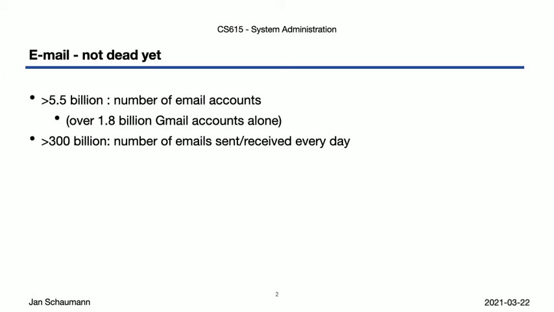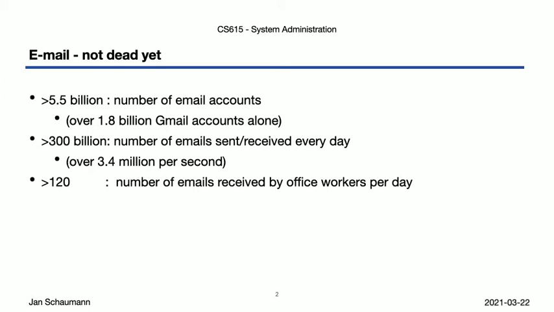And with these 5.5 billion accounts, there's a lot of emails that get sent and received every day. The current estimate is around 300 billion emails, which breaks down to about 3.4 million emails per second worldwide. Just think about all the traffic this generates, and you can bet if this service goes down, your boss is going to notice you exist after all. Poor office workers receive an average of 120 emails per day, which is just painful.